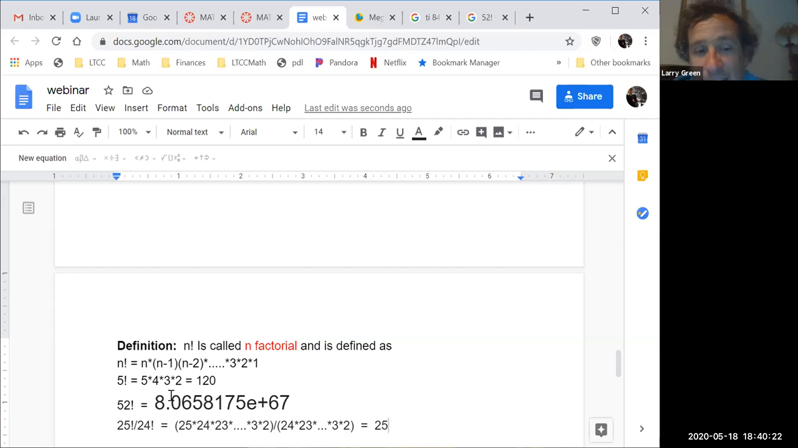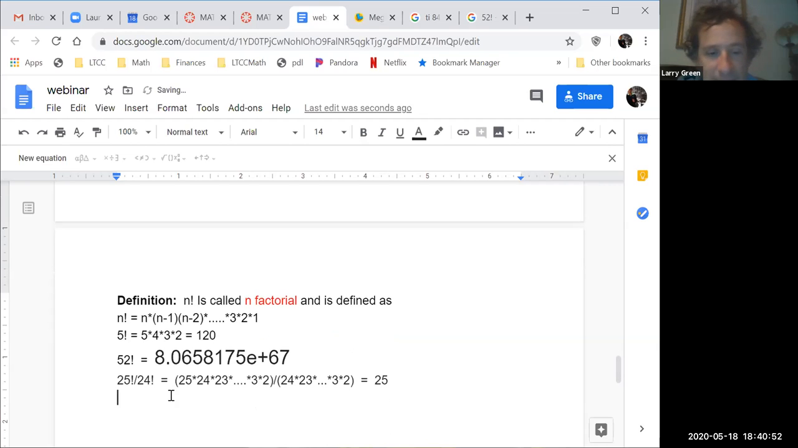So I figured I'd give you an example you could do without a calculator. Anyone lost on what I just did? Noticing that everything canceled except the 25. You have nothing left in the denominator. That means it's a 1. And you only have a 25 in the numerator. 25 over 1 is 25. Any questions on that? Okay, so now comes the next big definition.